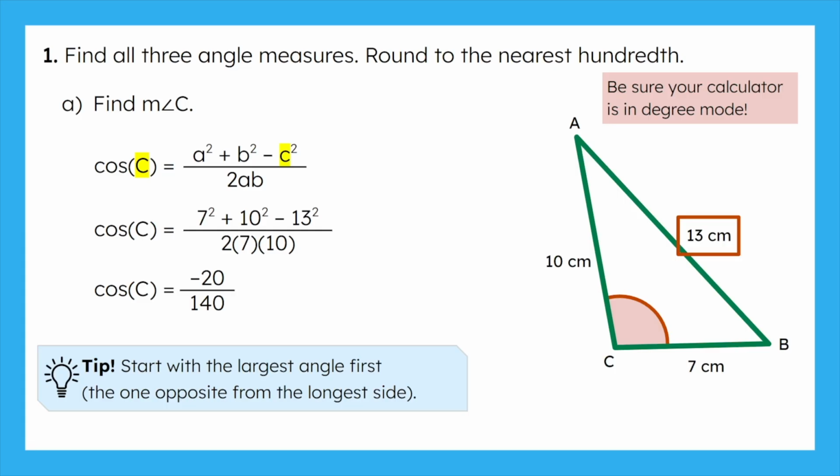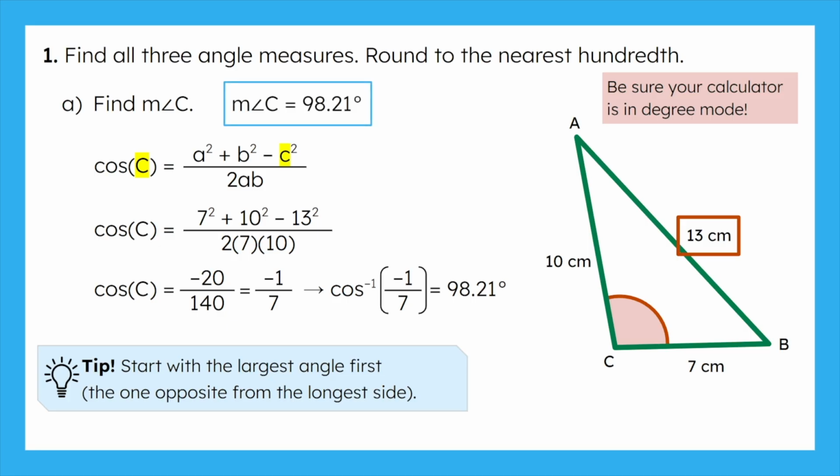Notice that cosine is negative here. What does that tell us? What type of angle should we be expecting? Right, if cosine is negative, this must be a quadrant 2 angle, so angle C is obtuse, and we should be expecting to get an angle measure that's greater than 90. Simplifying, cosine of C equals negative 1/7. Using the calculator to input, cosine inverse of negative 1/7 is about 98.21 degrees, which is obtuse and exactly what we were expecting.